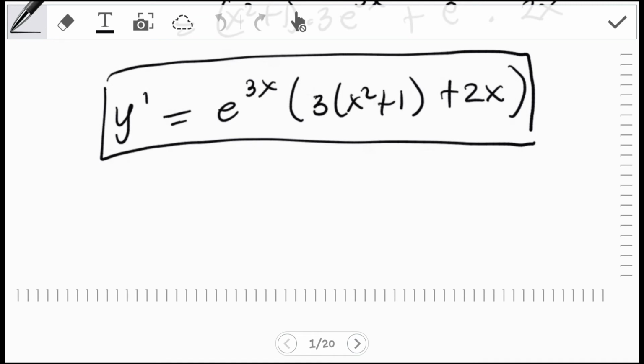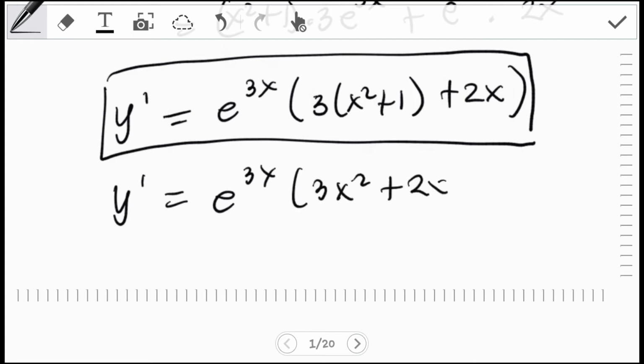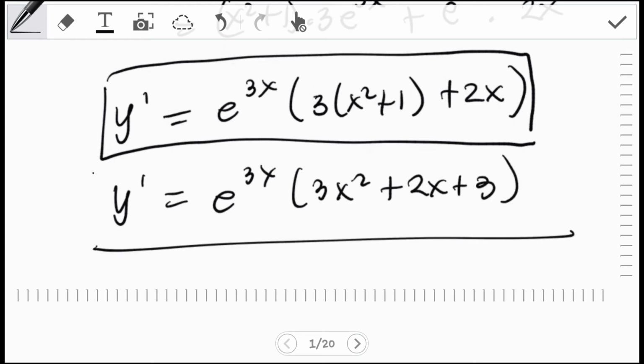Simplify. Okay, so y prime is e to the power 3x times 3x squared plus 2x plus 3. Okay, so that is the final answer.